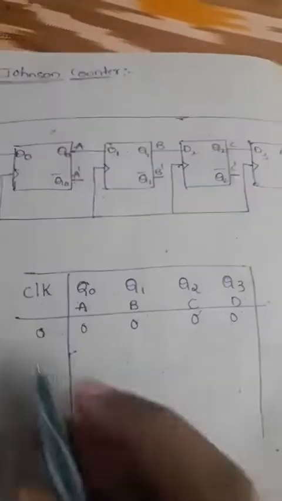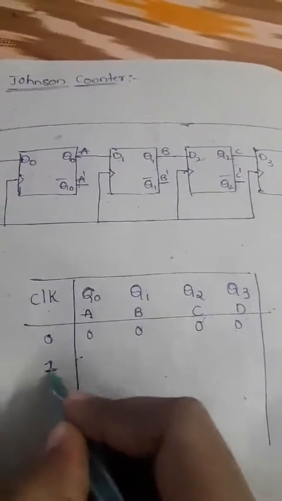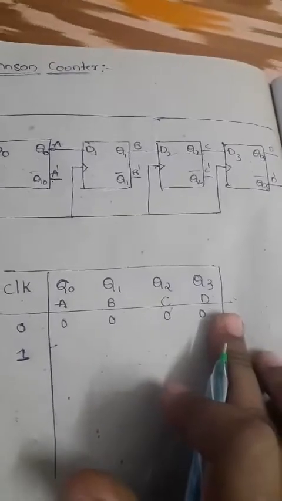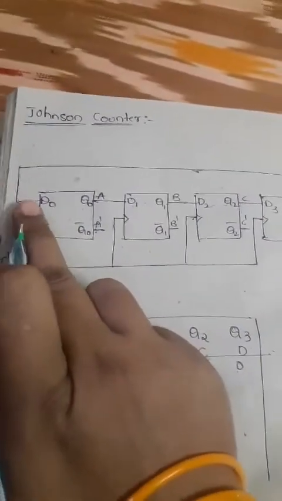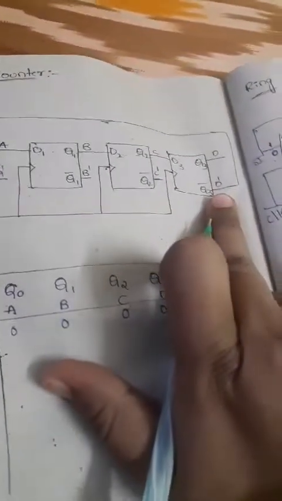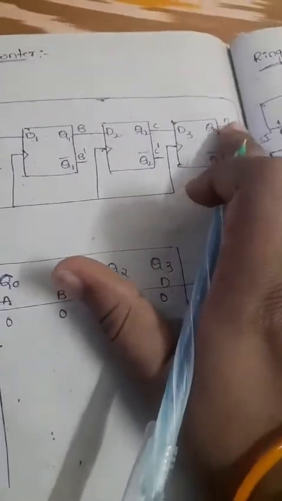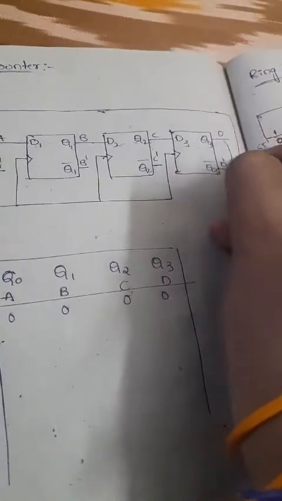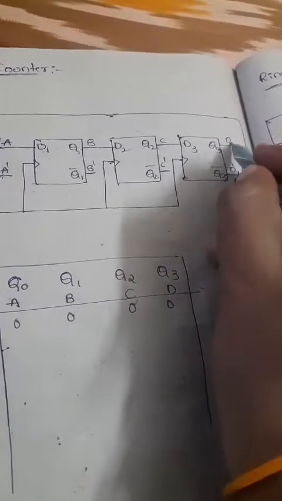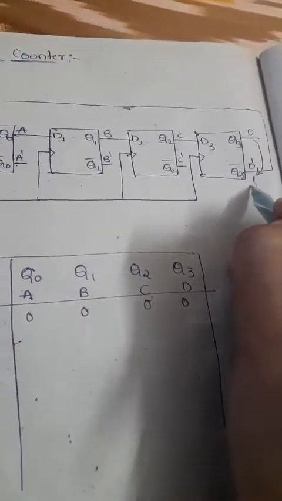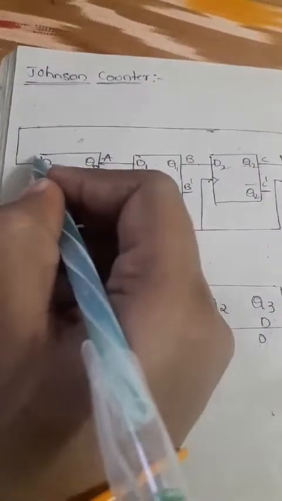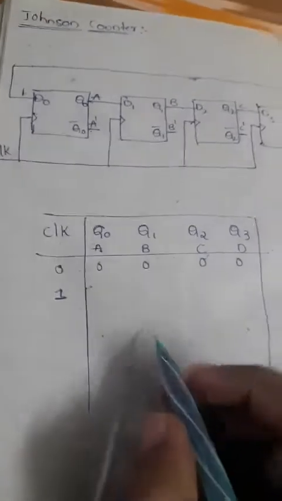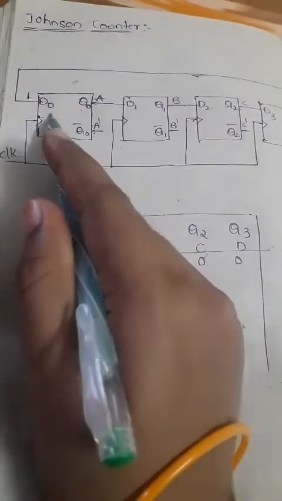So as it is, I can represent it whenever the clock is high. What is the result of Q0, Q1, Q2, Q3? Here, how do we give the input to this D0? Initially the serial input will be given from Q3 complement. We already know the Q3 value initially is 0, so Q3 complement is 1. This will be given as input to the first flip-flop, so D0 value will be 1.